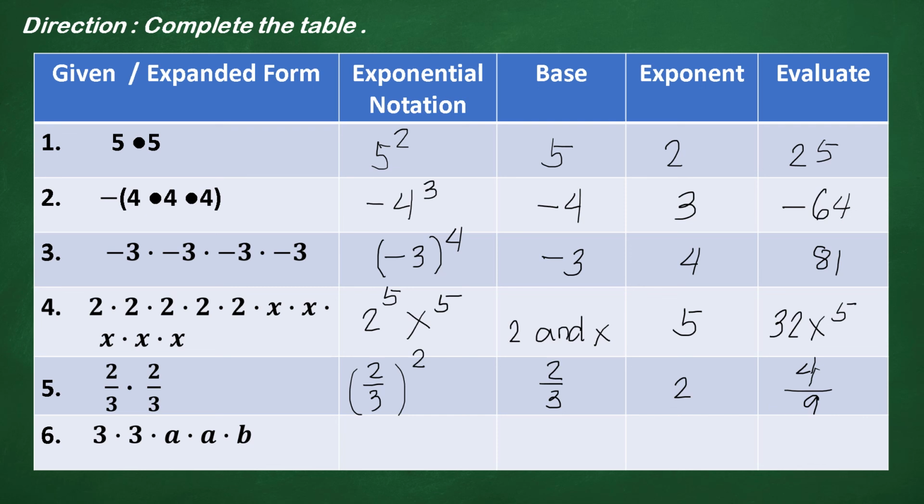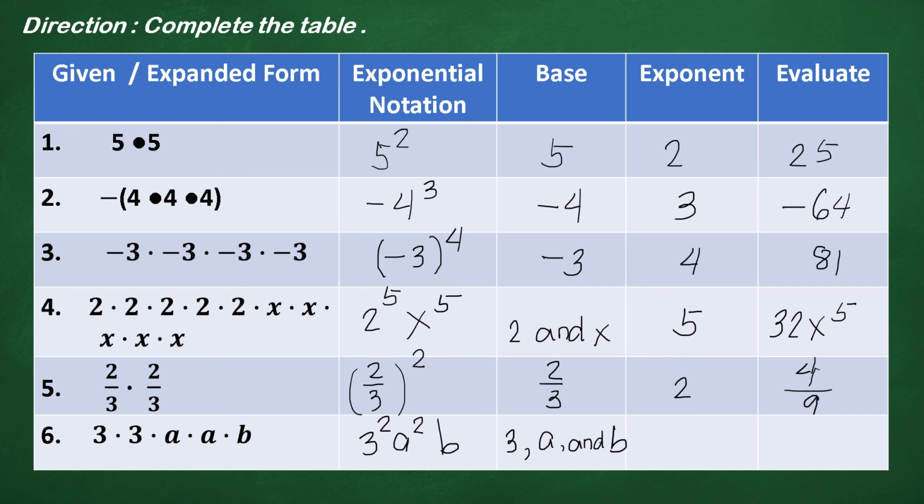Last example, we have 3 as the base. 3 is used twice. 1, 2. So yun ang ating exponent. We have A. Minultiply si A ng dalawang beses. So 1, 2. So, yun din ang kanyang exponent. Then, B, since si B ay ginamit lang isang beses, ang exponent niya is 1, which is an invisible exponent. So, the bases are 3, A, and B.